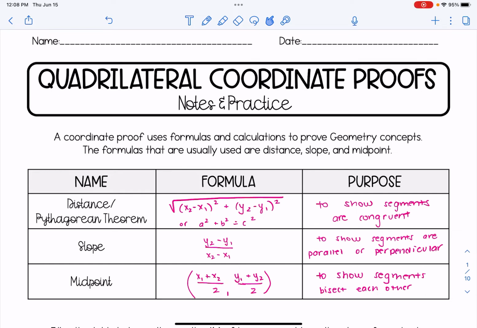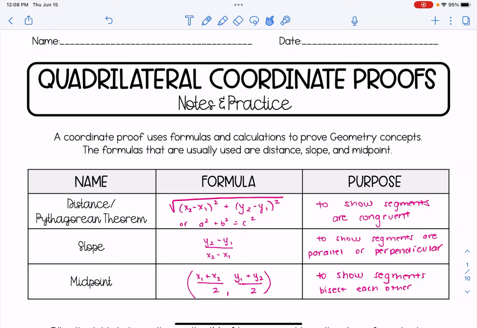Hi everyone, in this video we're going to be talking about quadrilateral coordinate proofs. So a coordinate proof is basically one that uses formulas and calculations to prove geometry concepts. It is different than statement reason proofs with the two columns that you might have seen before. And the formulas that are usually used with quadrilateral coordinate proofs are distance, slope, and midpoint.